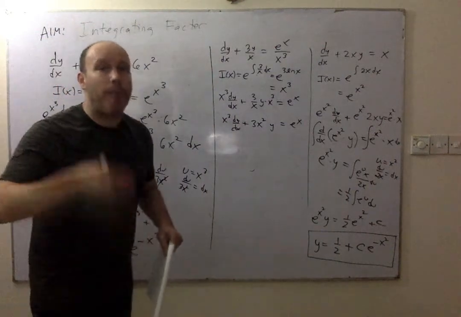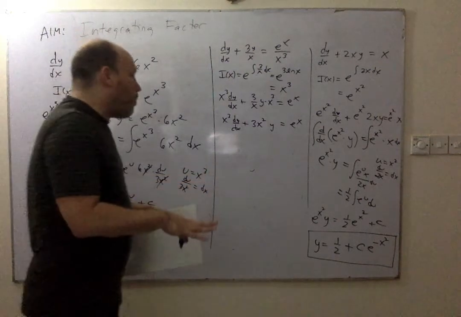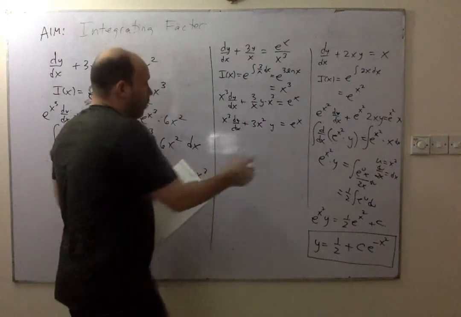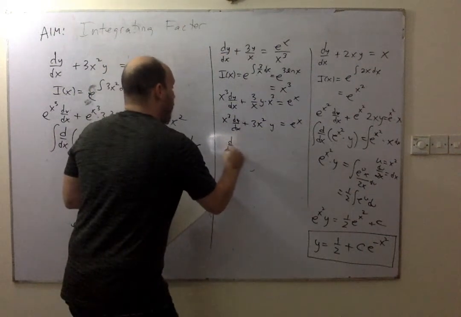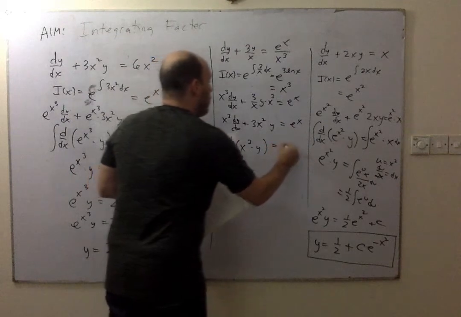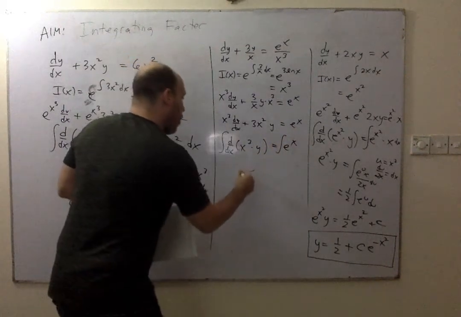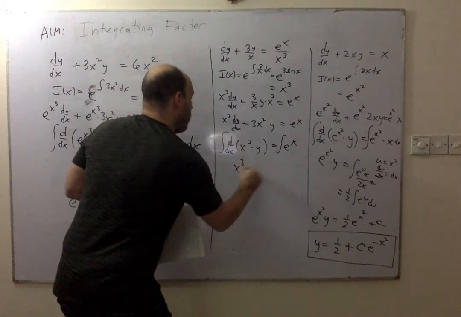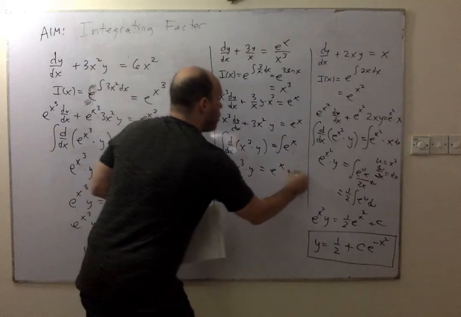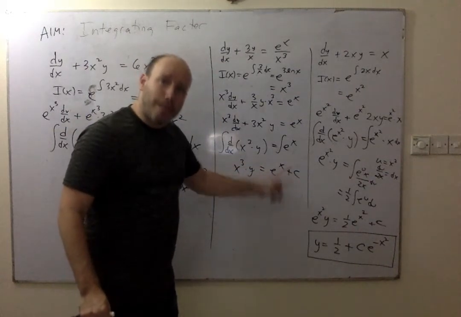These problems come together. These problems work out nicely. Well, this is clearly d of x cubed y, which is equal to e to the x. Take the integral of both sides. So we have x cubed times y equals e to the x plus c. Please don't forget the c. Do not forget the c.